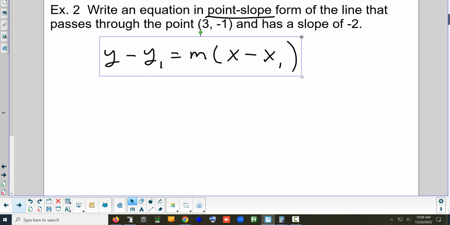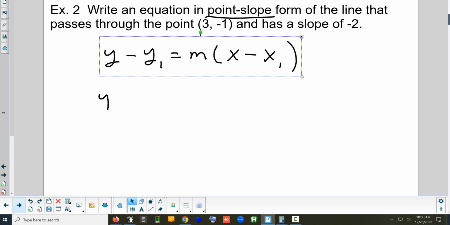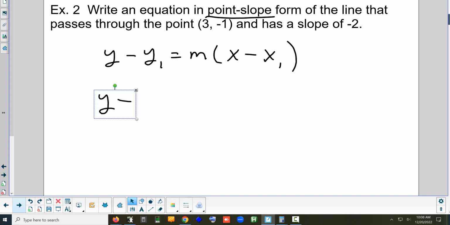Not sure. Can I help them out? What do we do to the y? So think back to all those 5 blanks we had. It's the top. Keep it the same. So remember, the y stays as y. So nothing changes there. Minus. Okay, so I copied my y down, copied my minus down.